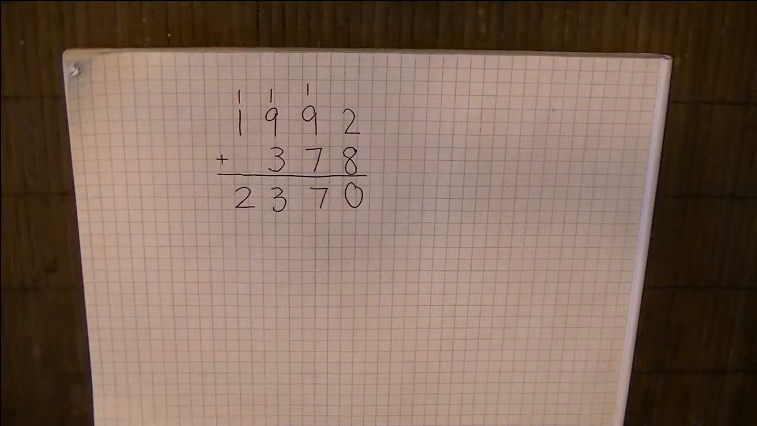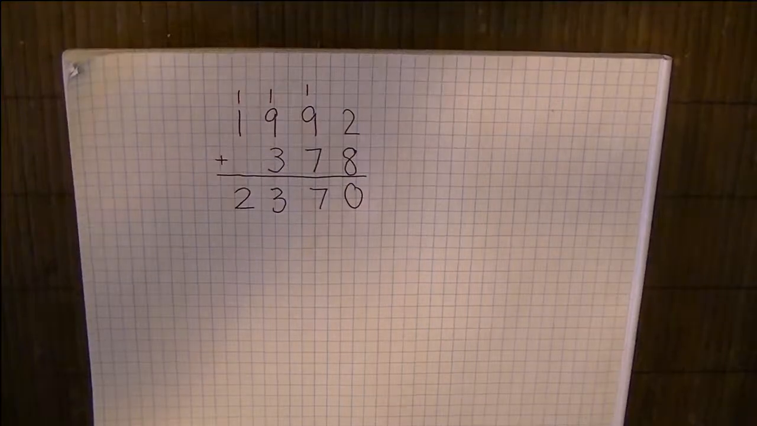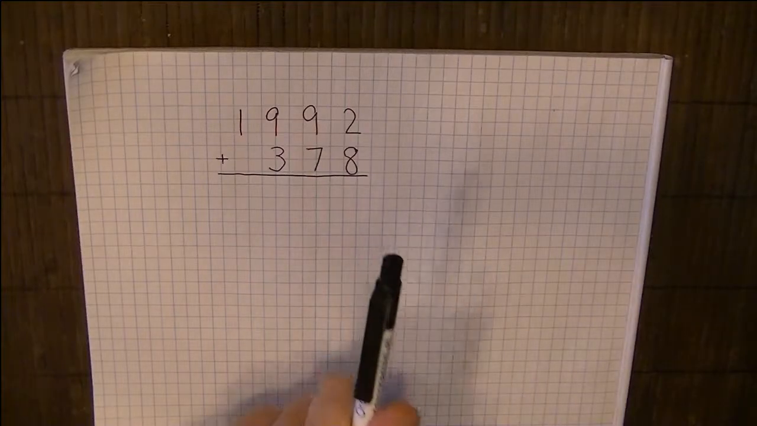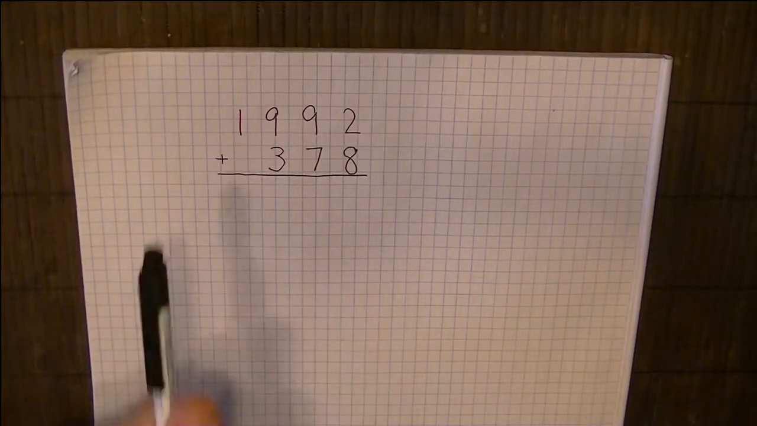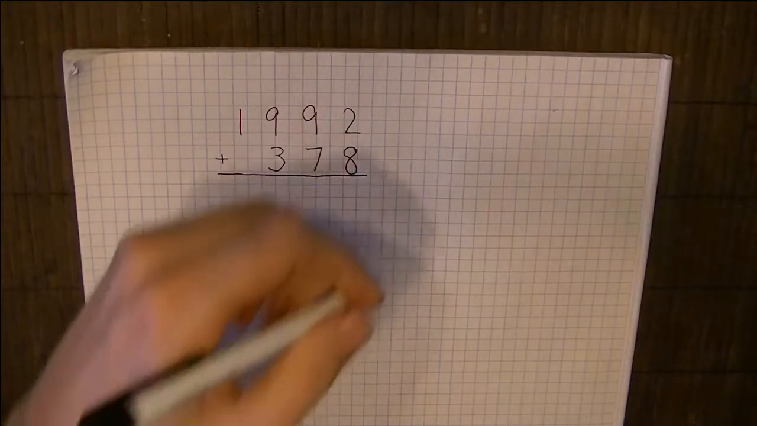Okay, next we're going to move on to subtraction, so just a moment. Okay, here we go. 1,992 plus 378. How do we do this? Well, remember, we're always going to start with the smaller numbers and build our way up. So we start with 2 plus 8. 2 plus 8 is 10.